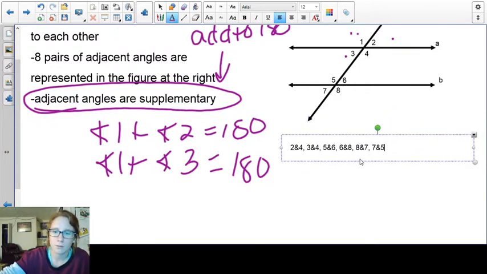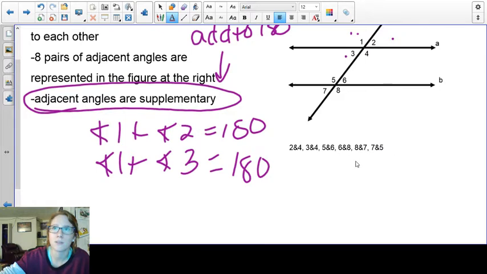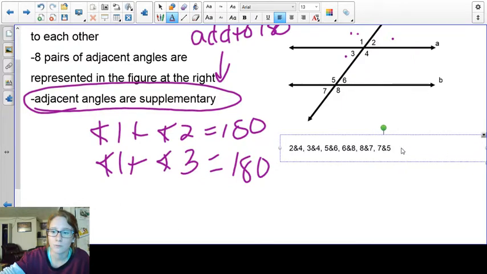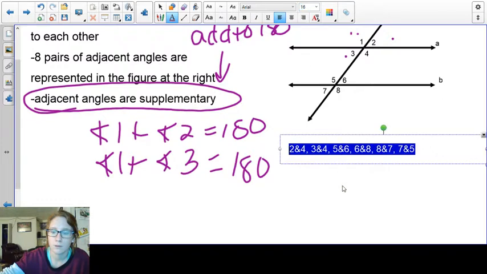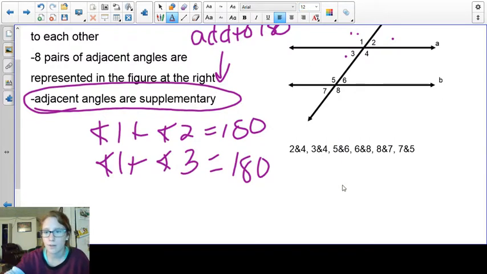There are all of your pairs of adjacent angles. 2 and 4. 3 and 4. 5 and 6. 6 and 8. 8 and 7. 7 and 5.